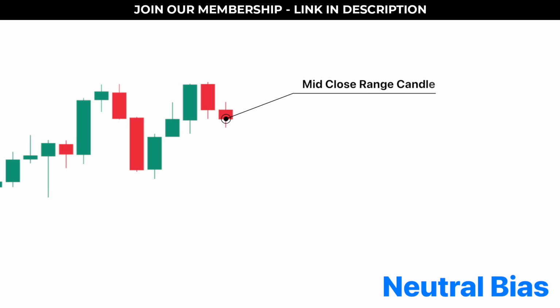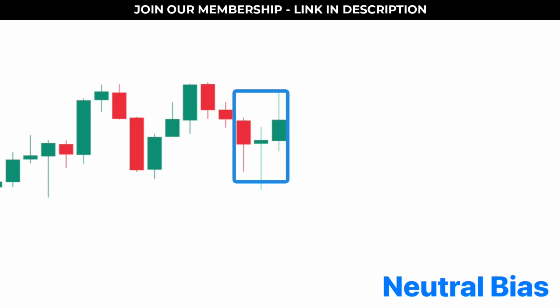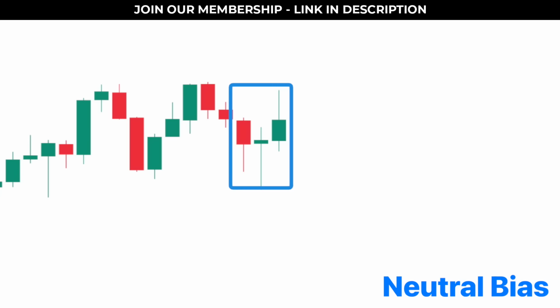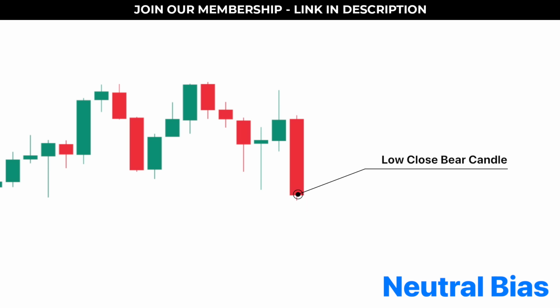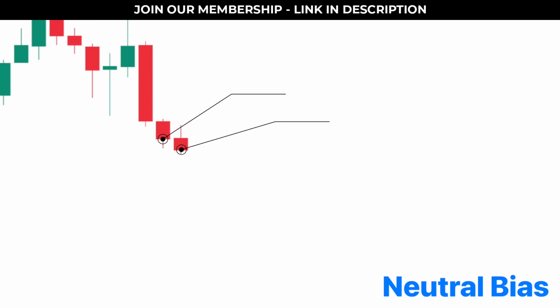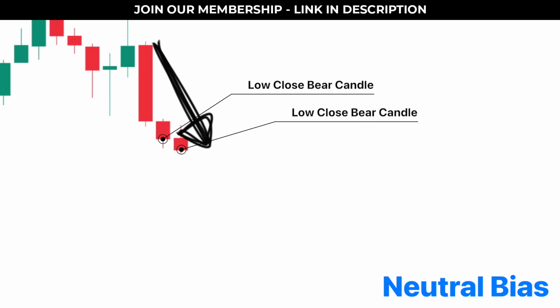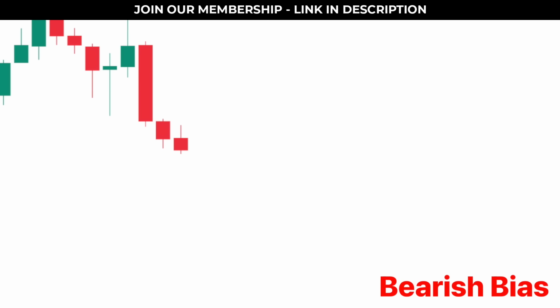Next, we have a mid-close range candle. It is in line with our original neutral bias, so there is no need for an explanation. The next few candles are all mid-close candles that confirm our bias further. However, this candle is a low-close bear candle. It indicates a bearish sentiment, at least in the short term. It is followed by two more low-close bear candles. At this point, we can confirm that the price is in a downtrend and the bias is bearish.